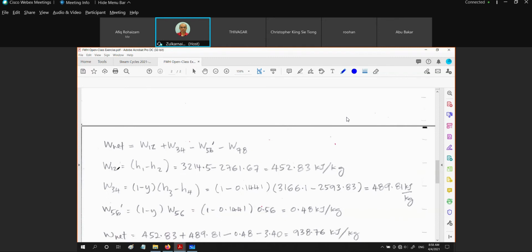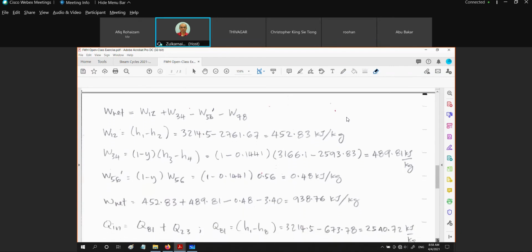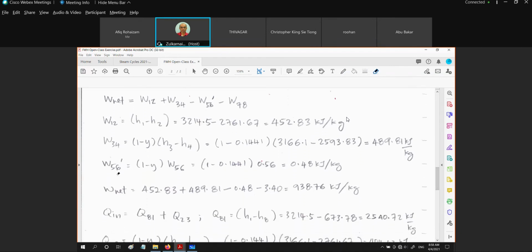You see the fraction of flow at W1,2, which is your high pressure turbine, is 1. And then at 3,4, the flow fraction is 1 minus Y. So you must put 1 minus Y when you determine the W3,4. And then next is to determine W5,6. When you get your W5,6, in order to determine the work, then you put your 1 minus Y.